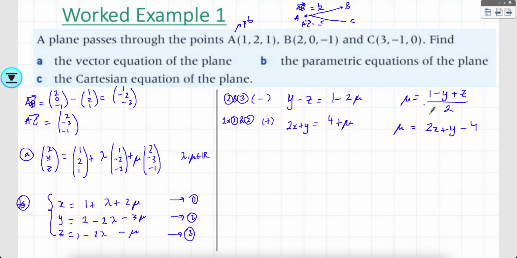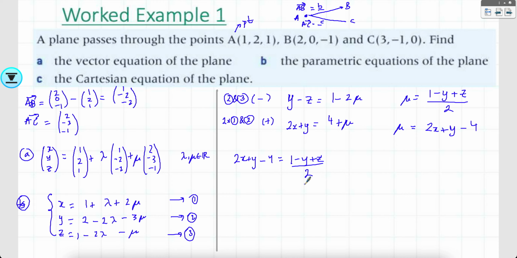So now I have two ways of writing mu. I can make them equal to each other, and that way I would have cancelled the mu out, which is what we needed. Hopefully the idea behind this is clear so far. So making them equal to each other, I have 2x plus y minus 4 equals 1 minus (y plus z) over 2. Now it's just algebra work.